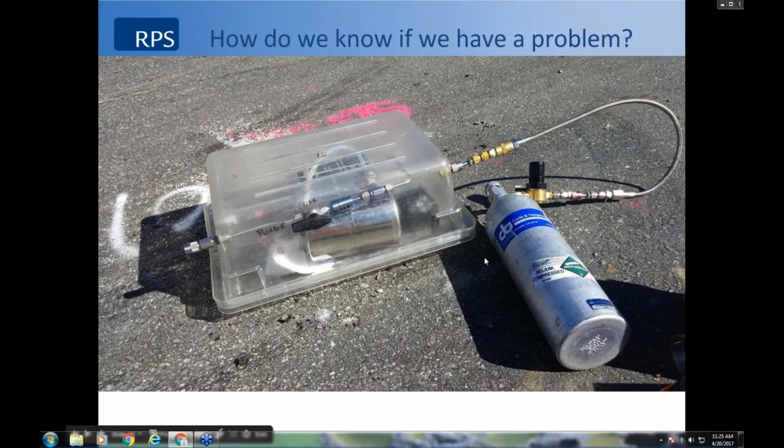Finally, this is what it looks like at the surface. Here we've got a probe that was installed on the ground. We've taken a Suma canister, which is like a metal container that's under vacuum, and attached it to the tubing coming out of the ground. Then we place that entire piece of equipment inside a plastic box.